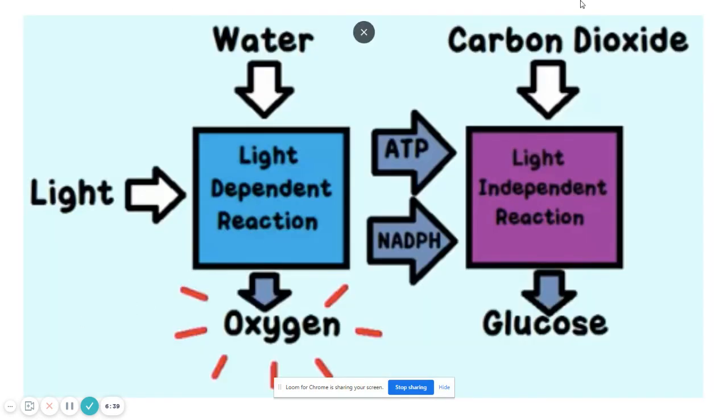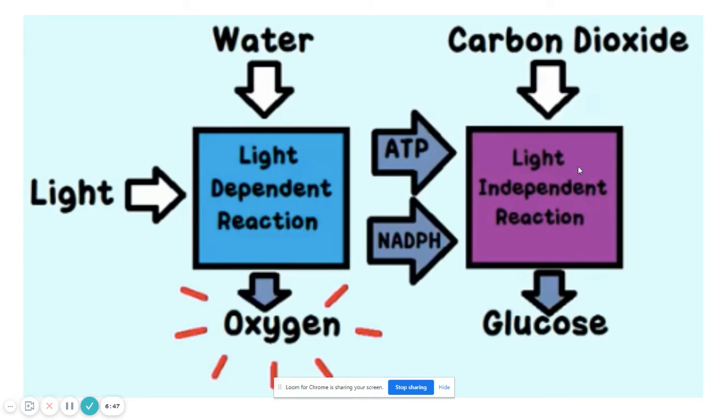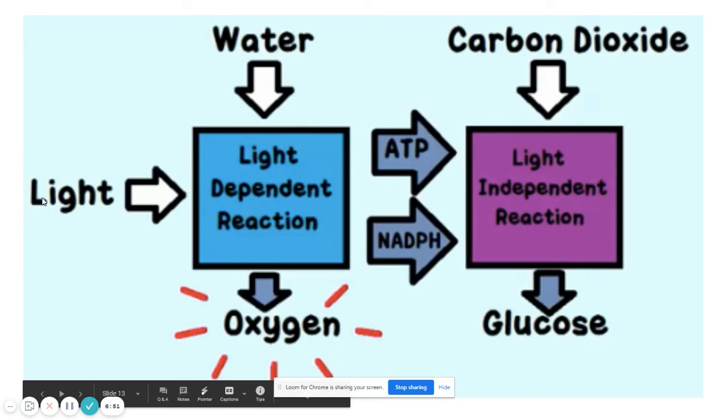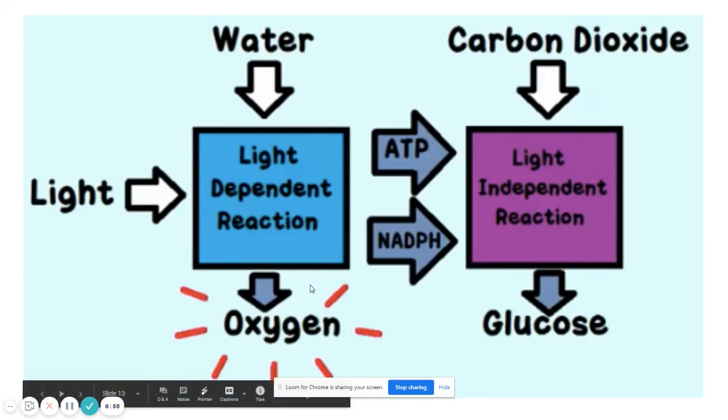So here's a quick visual to summarize everything I talked about. We have two stages of photosynthesis: light-dependent reactions, stage 1, and light-independent reactions, stage 2. Light-dependent reactions require light and water, these are the reactants of this step, and they produce oxygen. At the end of the stage, we have oxygen released.